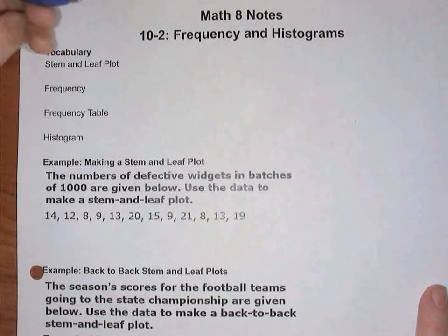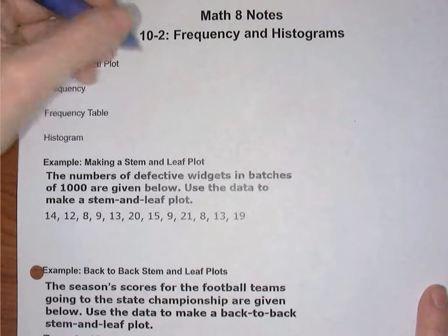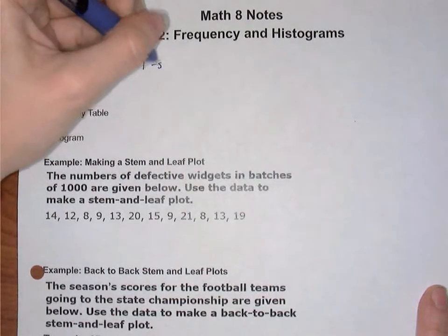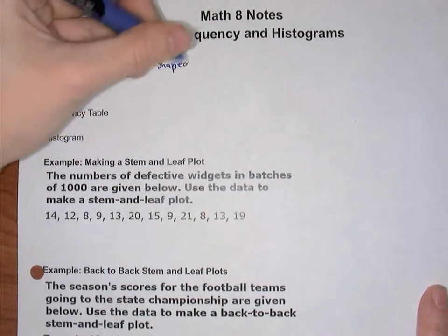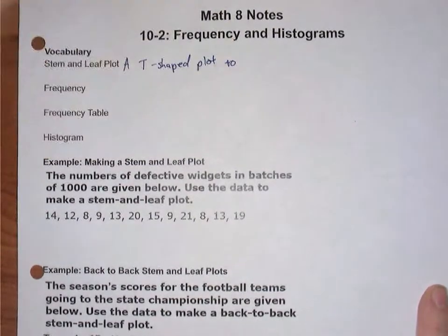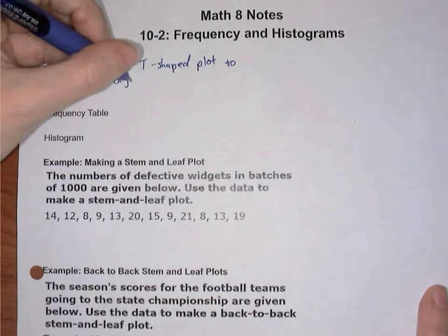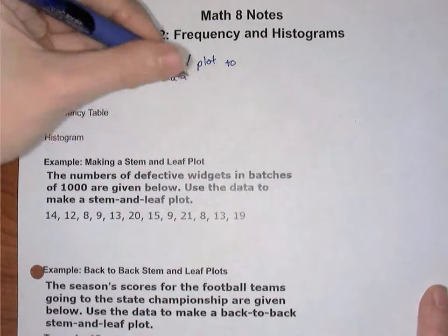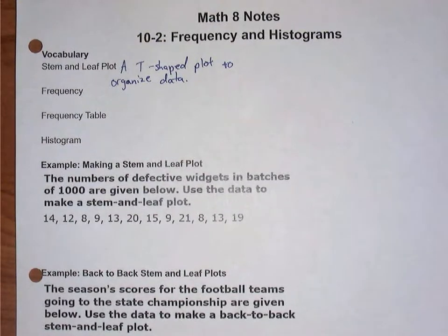So the first one is stem and leaf plot. A stem and leaf plot is a T-shaped plot to organize data. It can be a T with data on two sides or a T with data on one side, but it's got that same shape every time.